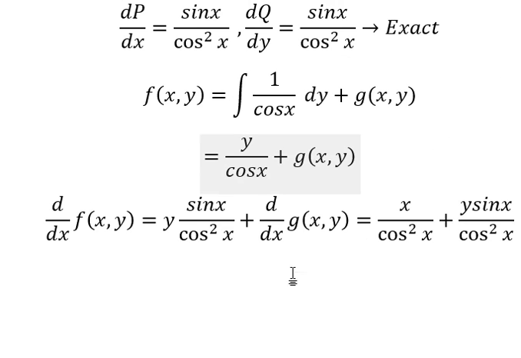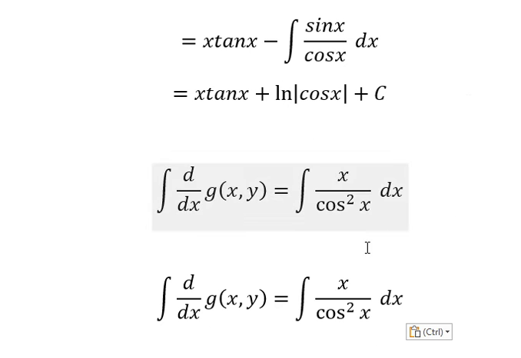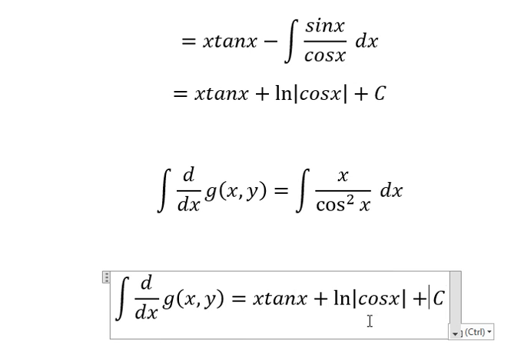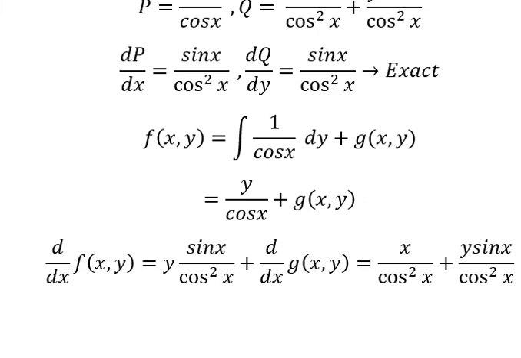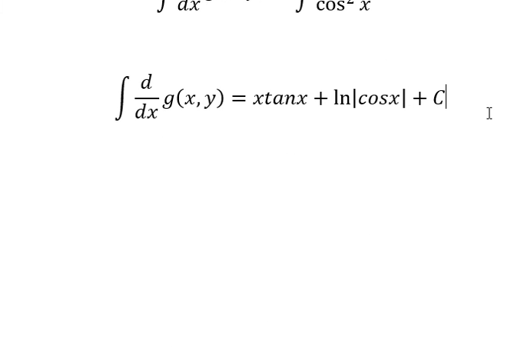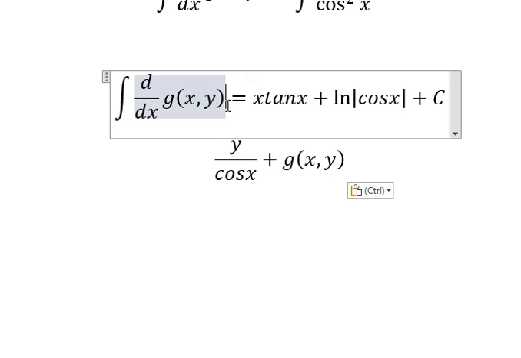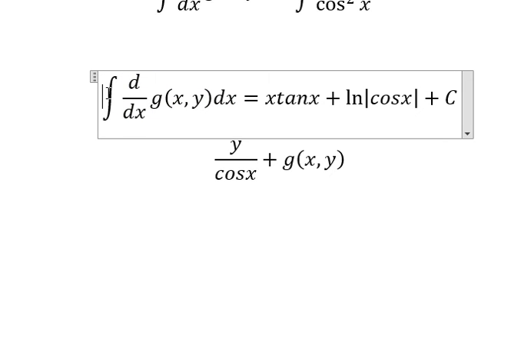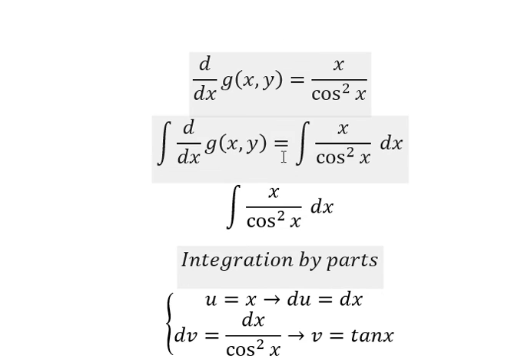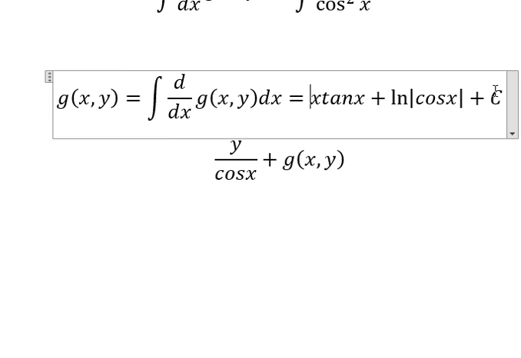Now we return back to this one. The integration of this one, that is about this one. Now we go back to this one. We know that the integration of this one in here, that is about g of x, y. So g of x, y equals to this one.